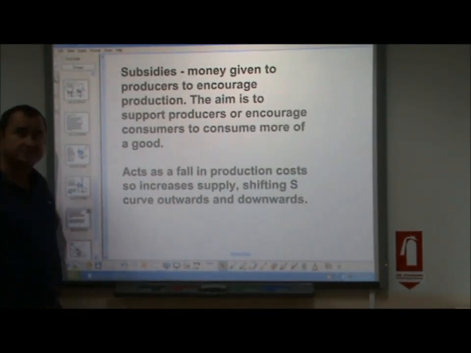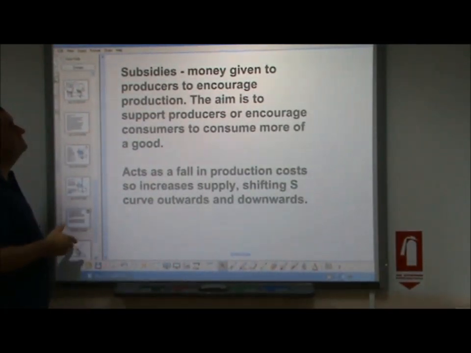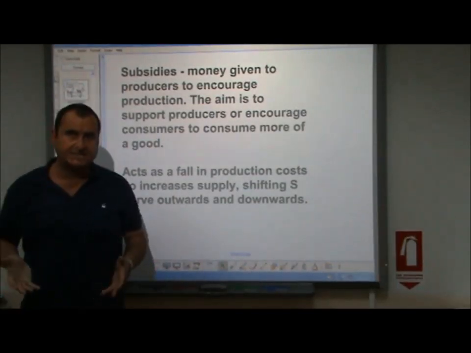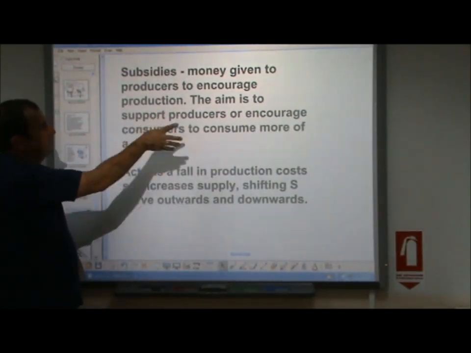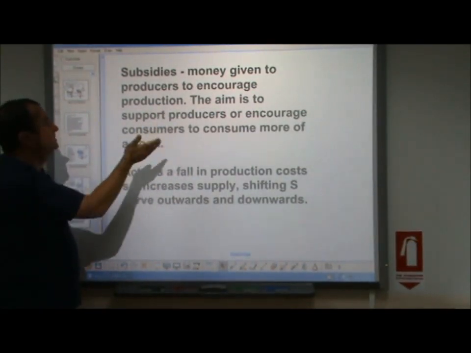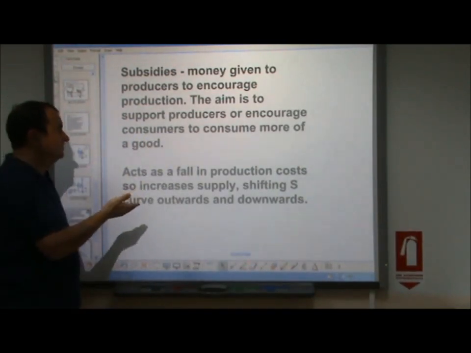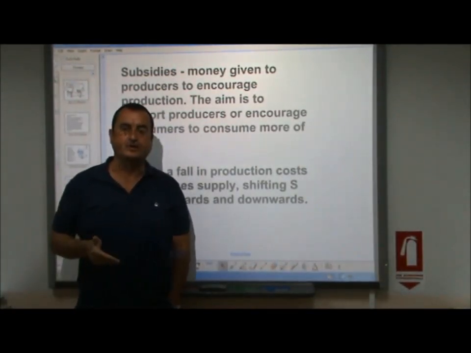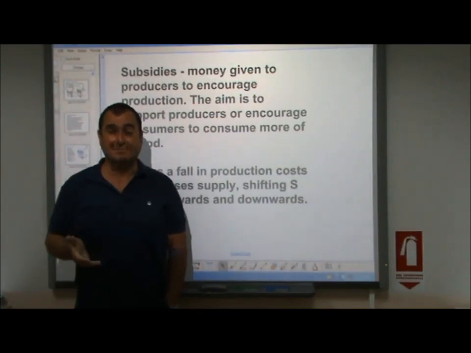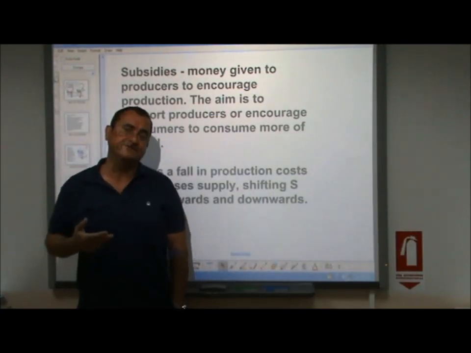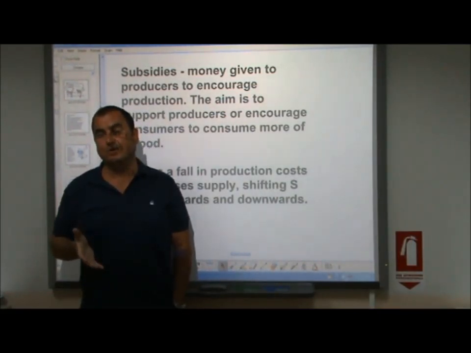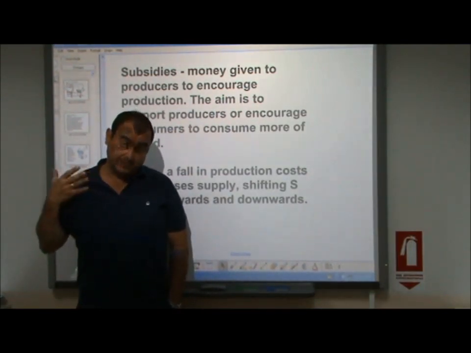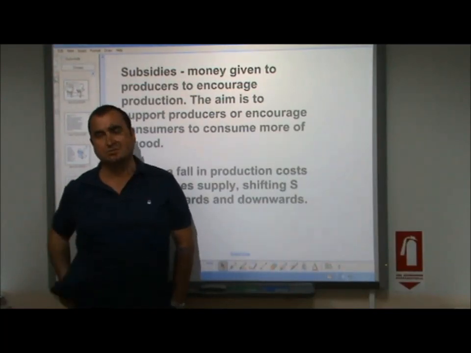Now, let's switch to subsidies. Subsidies, money given to producers. It's the reverse, like a negative tax in a way. Money is given by the government to producers, either to encourage production with the aim of supporting producers, or to encourage consumers to consume more of a good. If you're European and you're aiming for a British university, you might be grumbling about having to pay £9,000 in fees every year to a university, but in fact it's subsidised. And if you were non-European, you'd know that you've got to pay much more than that. So that's with the purpose of encouraging more people to go to university.